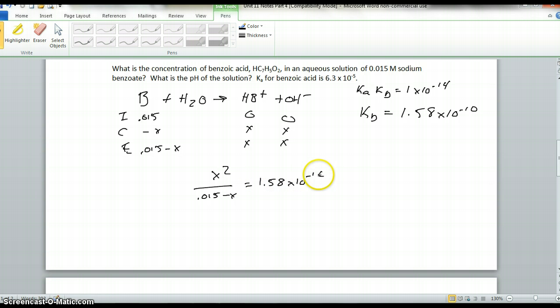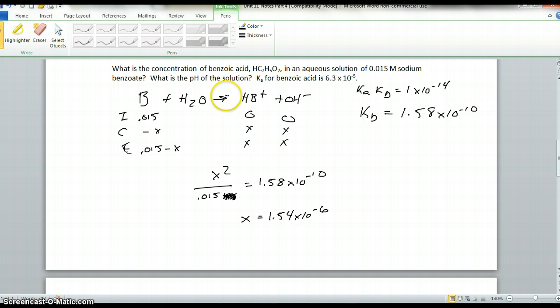Now if you remember from part 3, if 0.015, our concentration of our acid, or base in this case, divided by our Ka or Kb value is greater than 100, we can get rid of this. And 0.015 divided by 1.58 times 10 to the negative 10th is definitely bigger than 100. So I can get rid of that. I'm going to solve for x, and it's 1.54 times 10 to the negative 6th. That's the concentration of HB+, which in this case is benzoic acid, and it's also OH-.